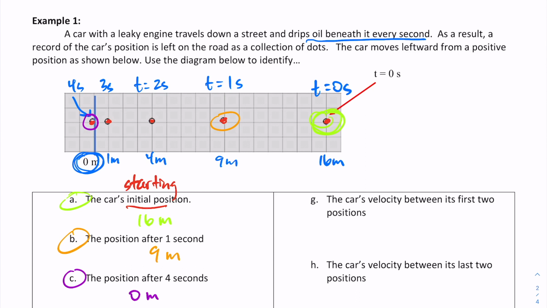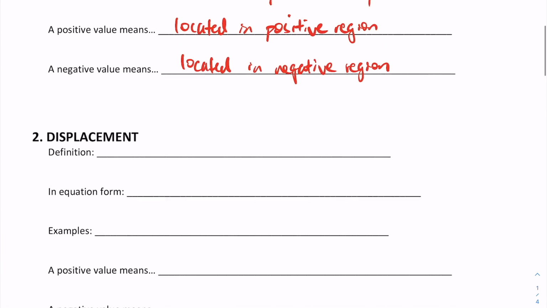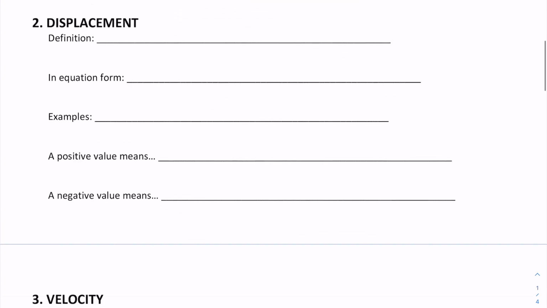So these are 4 questions about position. The position of an object is its location in space, where there is a positive and there is a negative region. Let's go to the next vector, called displacement. So the definition of displacement is any change in position. This means that the object has to be moving, right? Because its position can't change if it's standing still.